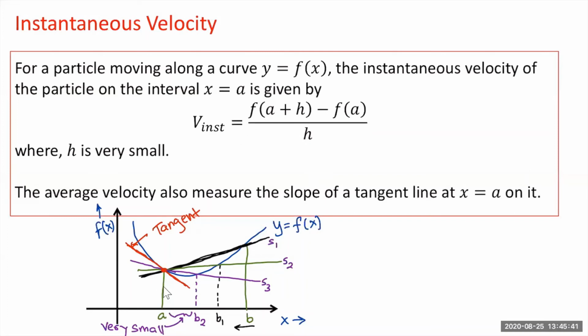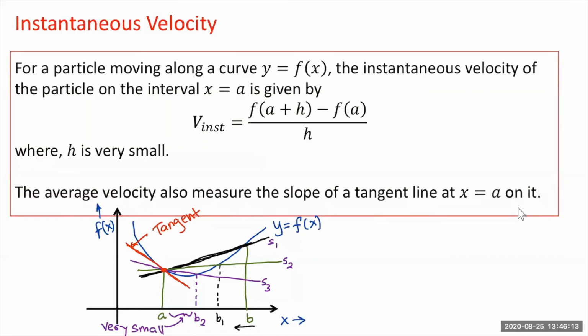This is the point A on the curve. H is a very small number. For example, if A is 2, then a plus h is like 2.0000001. So a very small value. Okay, so f of a plus h minus f of a, over h. And we have already seen that when this h is very small, the average velocity will be the slope of the tangent line at that point. So that is the fundamental concept.